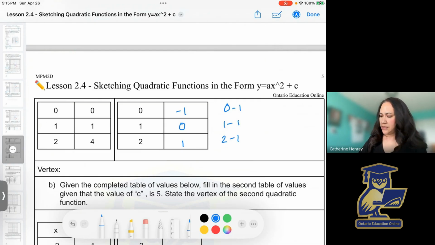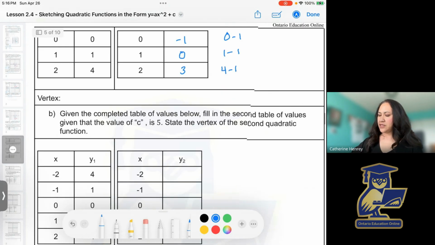Oh, sorry, messed that up. Let me just erase that. This was supposed to be 4 minus 1. And that gives me 3. Sorry about that.